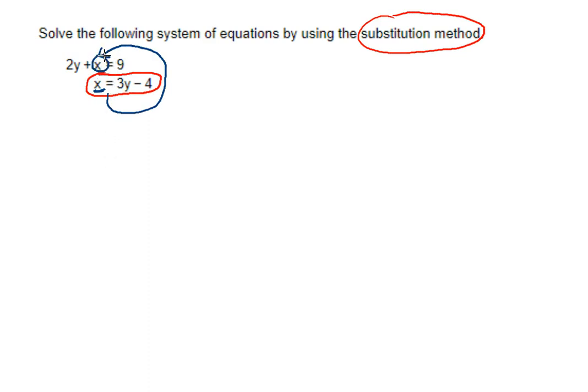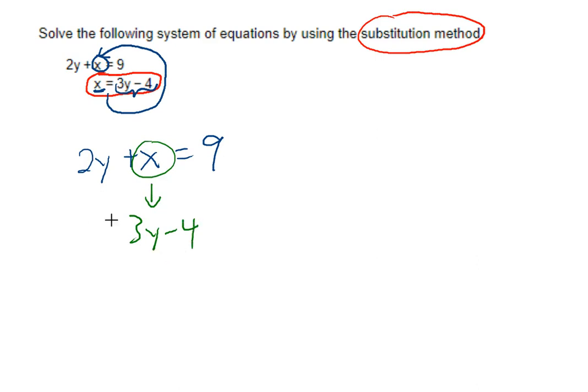So we're going to replace this x with what it's equal to from the second equation. So I'm going to have 2y plus x equals 9. But in place of x, I'm plugging in 3y minus 4. Everything else is going to stay the same. So we'll still have 2y here, we'll still have this plus sign here, we'll still have the equals 9.